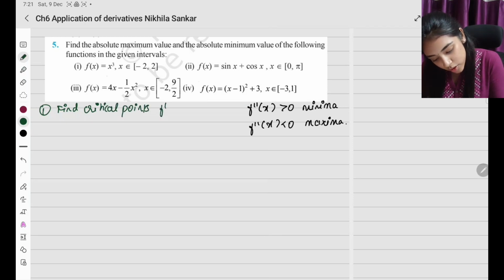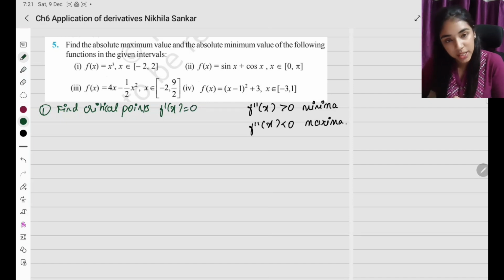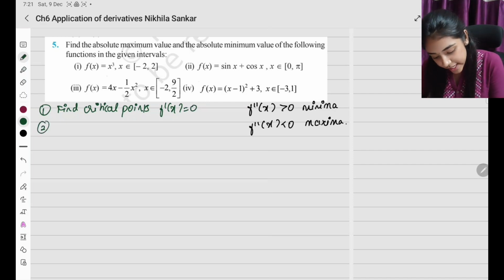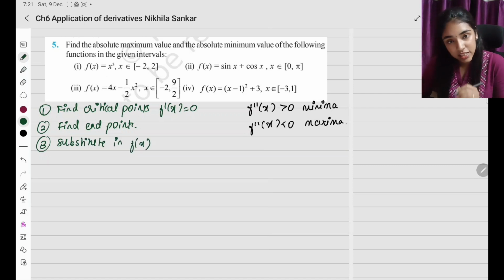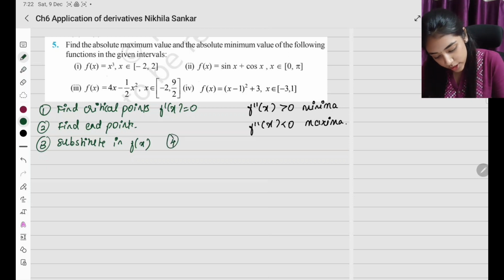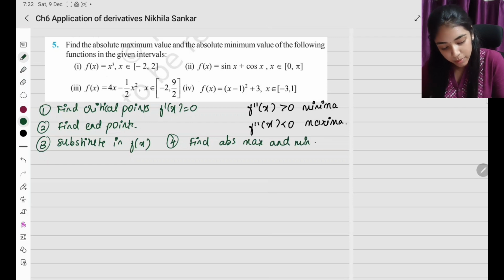What are the steps? First, find critical points. How do we find them? Equate f dash of x to 0 and we get the critical points. Second step, find end points. The end points are given. Third, substitute the critical points and end points in the f of x function. Fourth step is going to be find the absolute maximum and minimum. These are the 4 steps.